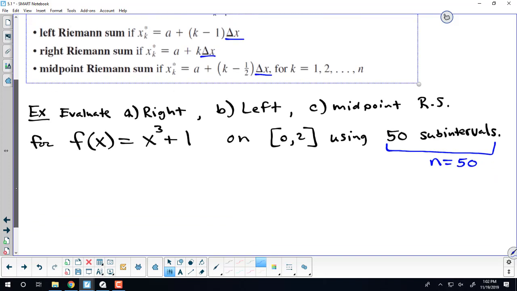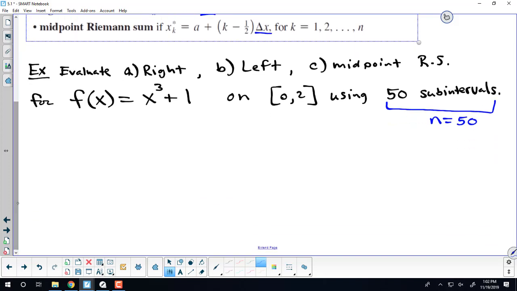So we'll compute delta x first, because that's going to be used in parts A, B, and C. We found delta x to be b minus a over n. And remember, a and b are the interval that's given to you. So this is our interval a, b, and n is equal to 50. So b minus a over n gives us 2 minus 0 over 50, or 1 over 25, as our delta x.